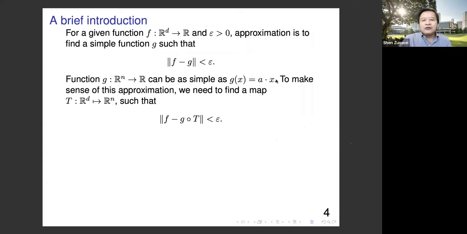So to make this make sense, you need to find a map T from R^d to R^n, such that g composed with T works. In all approximation, g has parameters. If g is chosen linear, you have a parameter a. Then you want to find T to make it work.